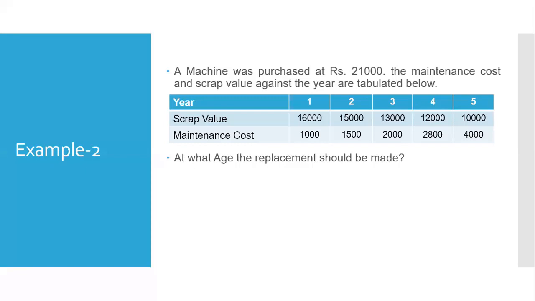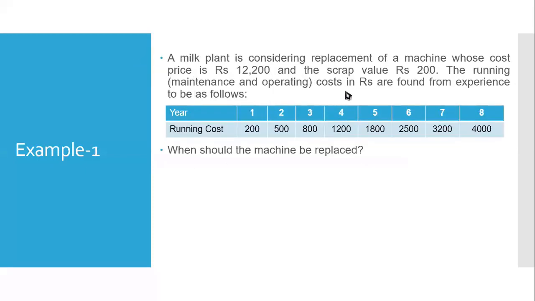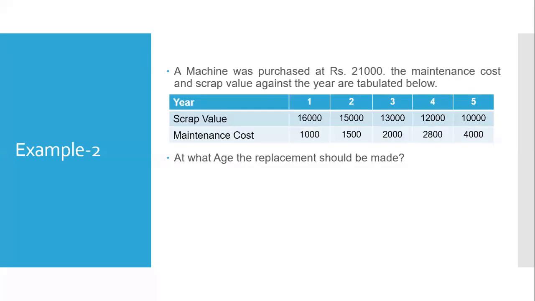So we have solved two types of examples. In example one, the scrap value is constant at 200 rupees for all 8 years. In the second example, the scrap value is reduced from 16,000 to 10,000 rupees. These are the two categories of examples that we have solved. Let me explain the second example in brief for a quick revision, and then I will give you one example to solve.